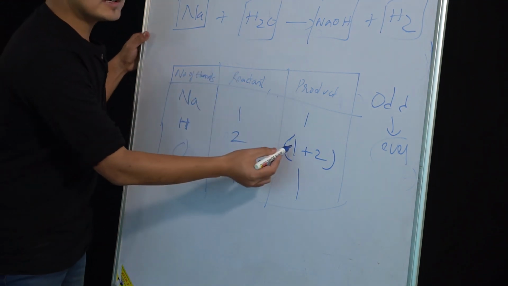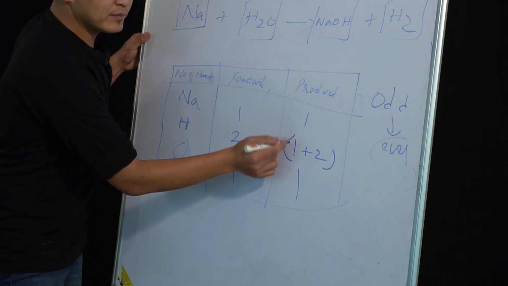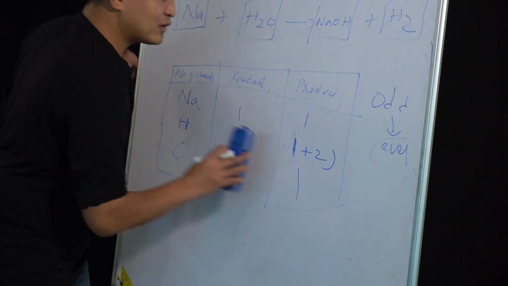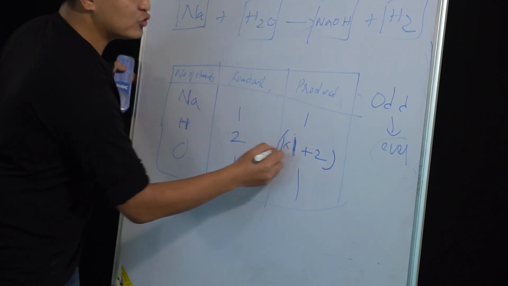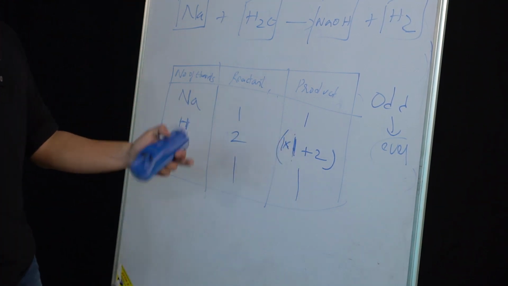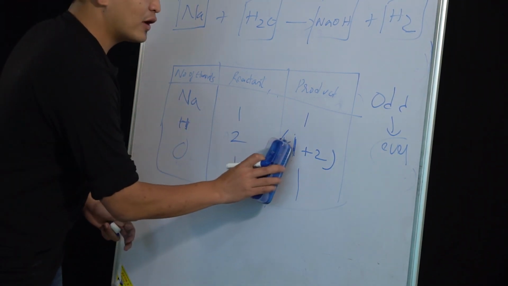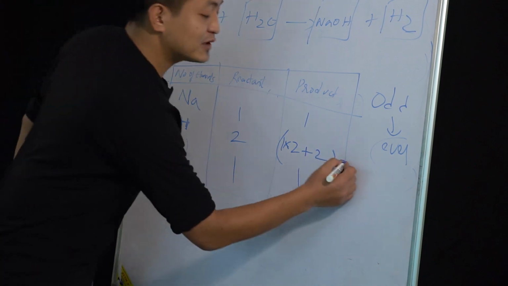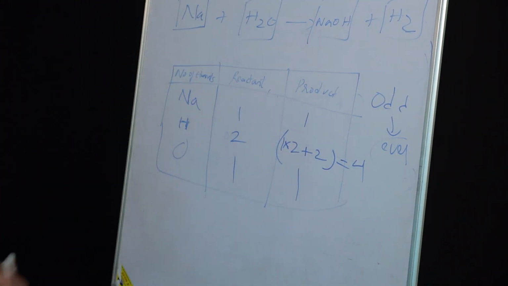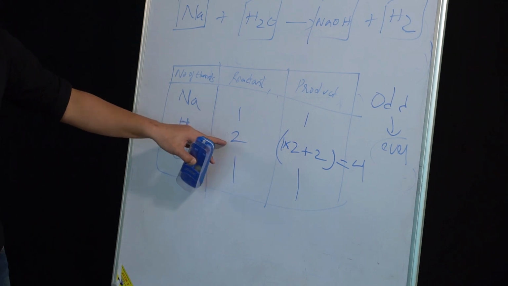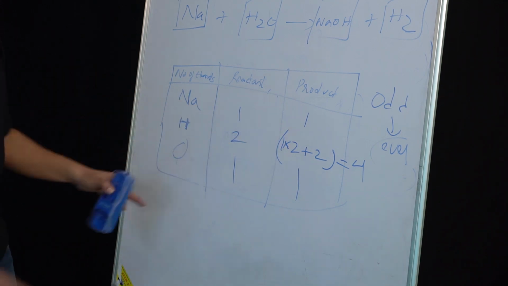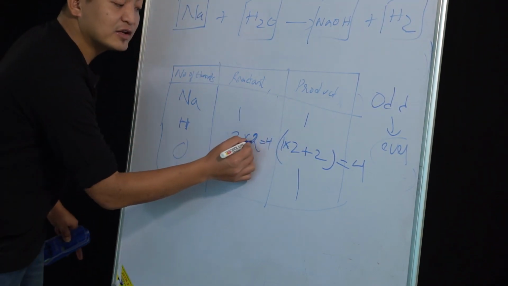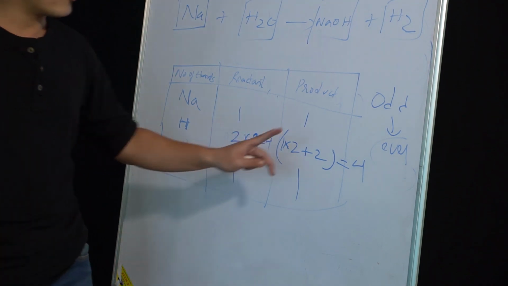So here the odd number that we see is 1. Now let's start balancing. If I multiply 1 into 1, the answer is the same. I'm going to get 3. So I'll multiply with 2. That means 1 into 2 is 2, 2 plus 2, that means I get 4 hydrogen. And over here I have 2. I can make it 4 by just multiplying it with 2. That means I have 4, 4.